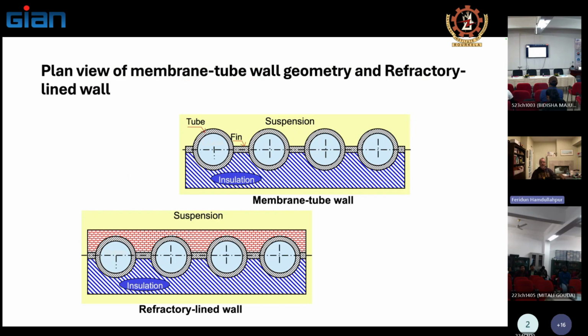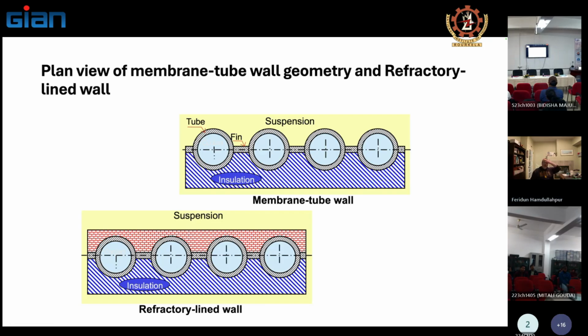So this is, if you cut this right there, you will see that membrane tube wall. This is the wall insulated. You have heat transfer tubes or extended fin surfaces, and this is where suspension, hot gas, particles, and all of those are. Or you can refractory line all of these.